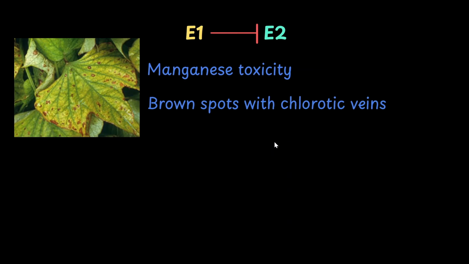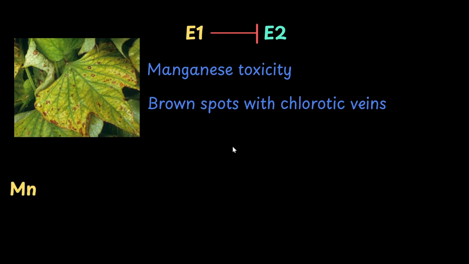The toxicity symptoms are also difficult to identify. Many times, excess of one element may inhibit the uptake of another element. Let's take the example of manganese toxicity. The symptoms of manganese toxicity in a leaf are brown spots along with chlorotic veins. Chlorotic veins is the condition where the leaves turn yellow in spite of the veins remaining green in color. This is because the chlorophyll is retained within the veins and does not make its way into the leaf blade.